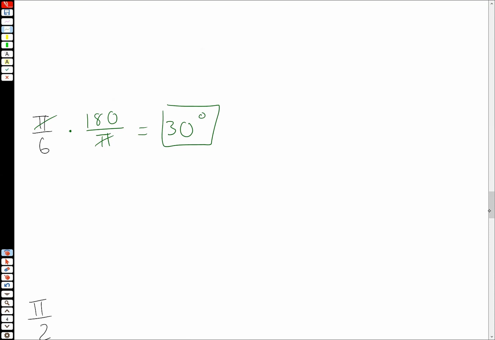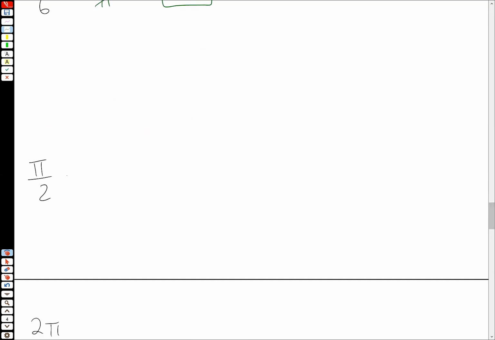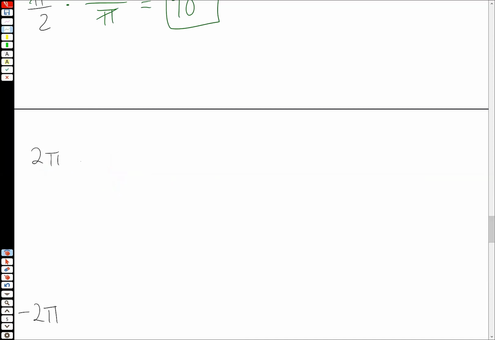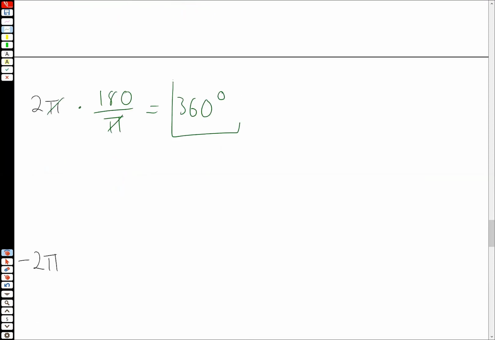All right, so pi over 2, again, let's say we wanted to convert this to degrees. So I'm going to multiply by 180 over pi. Again, the pi's cancel out. 2 goes into 180 90 times. So this would be 90 degrees. Pi over 2 is 90 degrees. And then lastly, 2 pi, well, second to lastly. Again, we're going to do the same thing. Multiply by 180 over pi. Pi's cancel out. And now we have 2 times 180, which is 360. So 2 pi is 360 degrees.